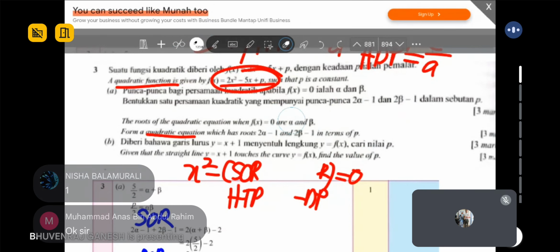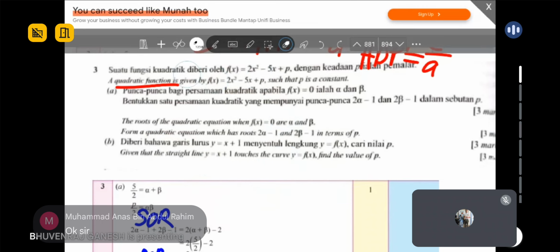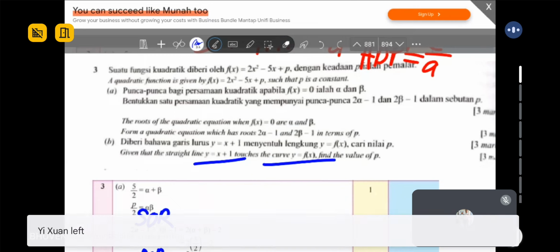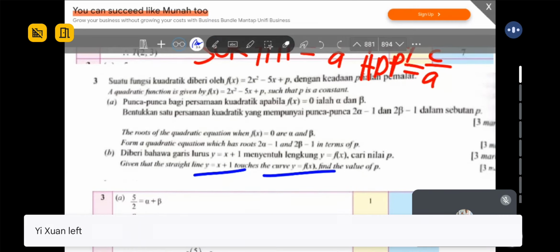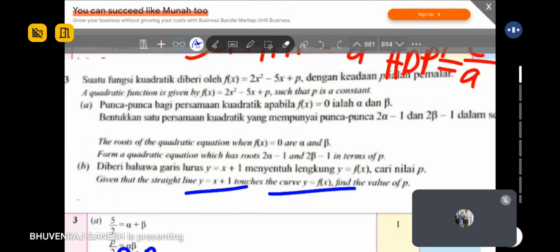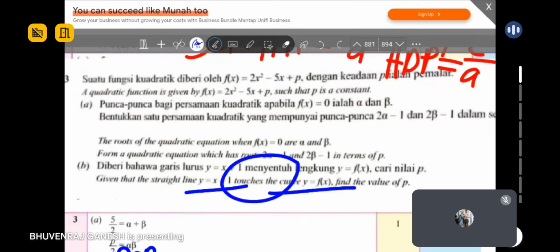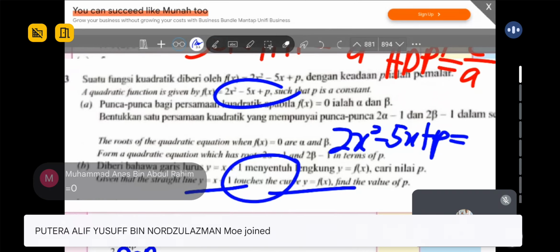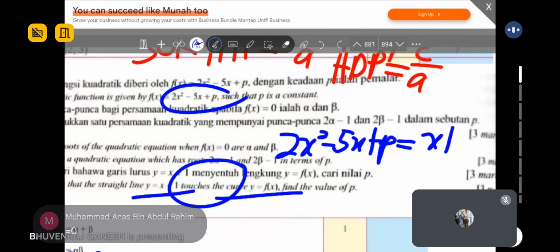Soalan B. Okay, so question B, they say that y equal to x plus 1, touch the curve, sentuh lengkung. Okay guys, so what must you do first step? Whenever they say a line touch the curve, sesuatu garis menyentuh lengkung. So first step, what do you do? Anyone? Langkah pertama, bila dia cakap sentuh. Yes, very good guys. You have to equalize. Okay, samakan. So 2x square minus 5x plus p equal to x plus 1. X tambah 1. Alright? Yes.